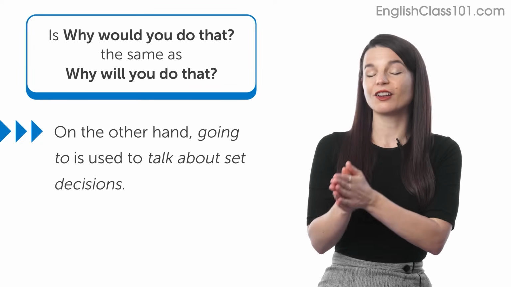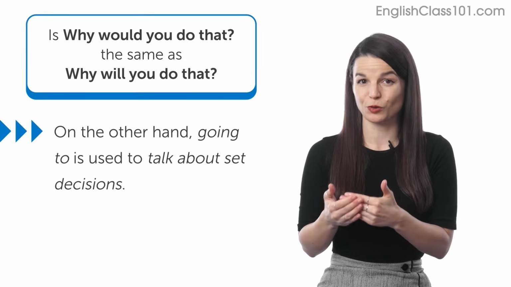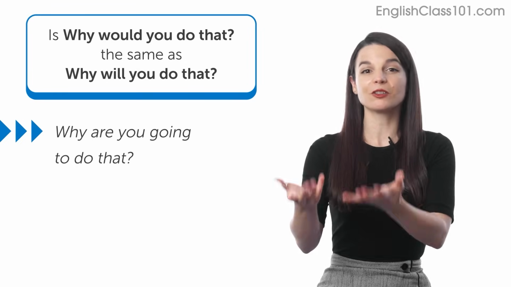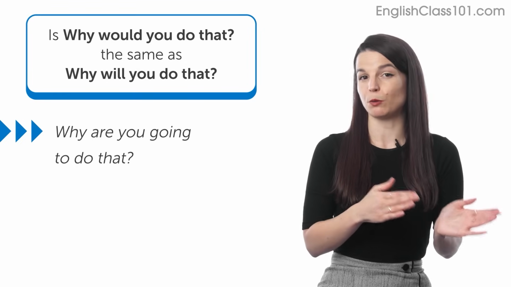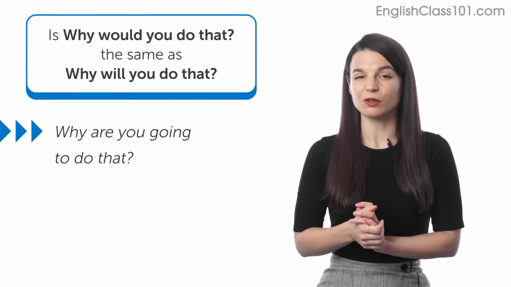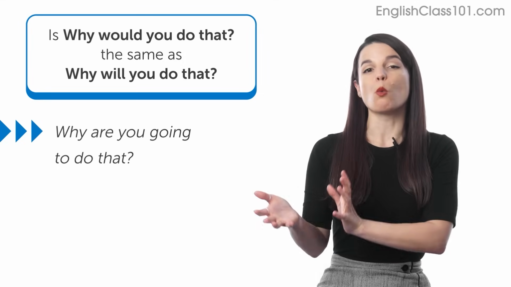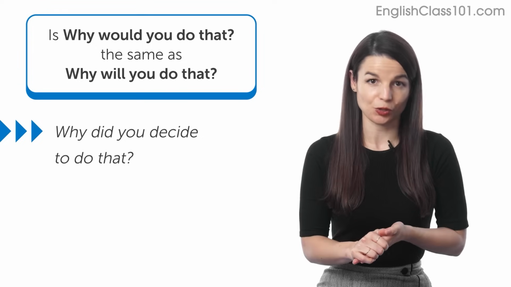On the other hand, "going to" is used to talk about those 100% sure decisions, yeah? Why are you going to do that? Sounds much more natural than "why will you do that?" So for this reason, we would not say, "why will you do that" here. We'd say, "why are you going to do that?" Or maybe, "why did you decide to do that," right?